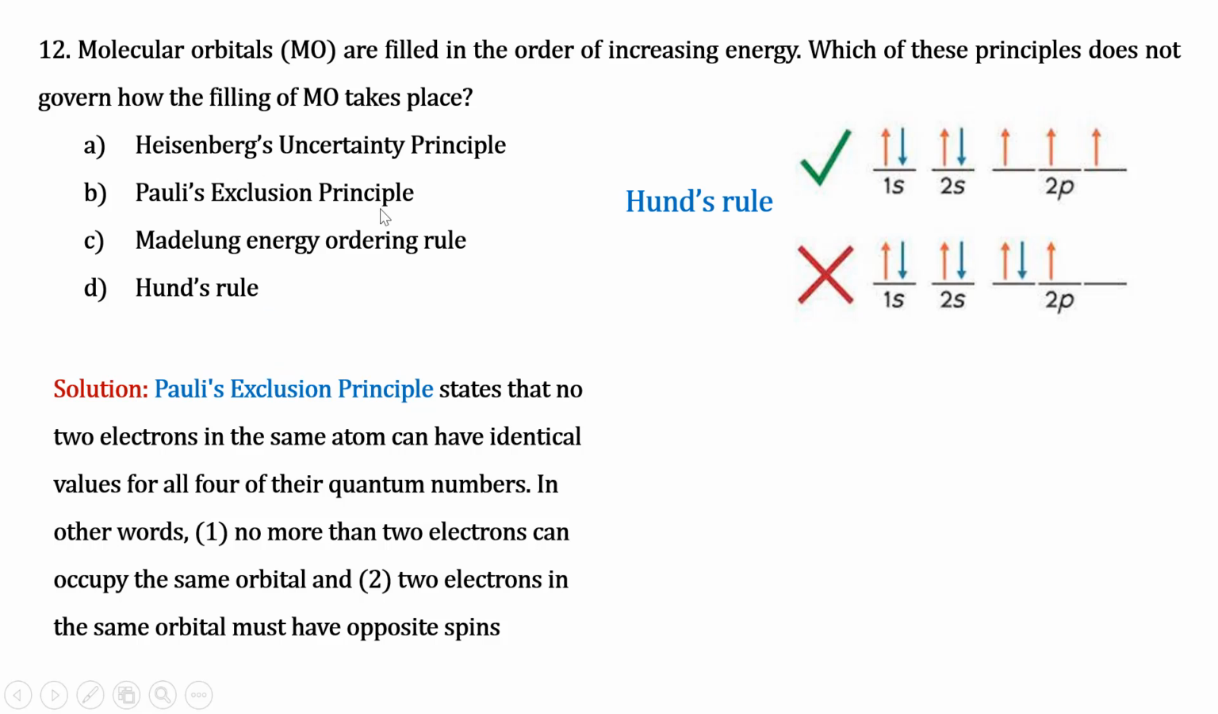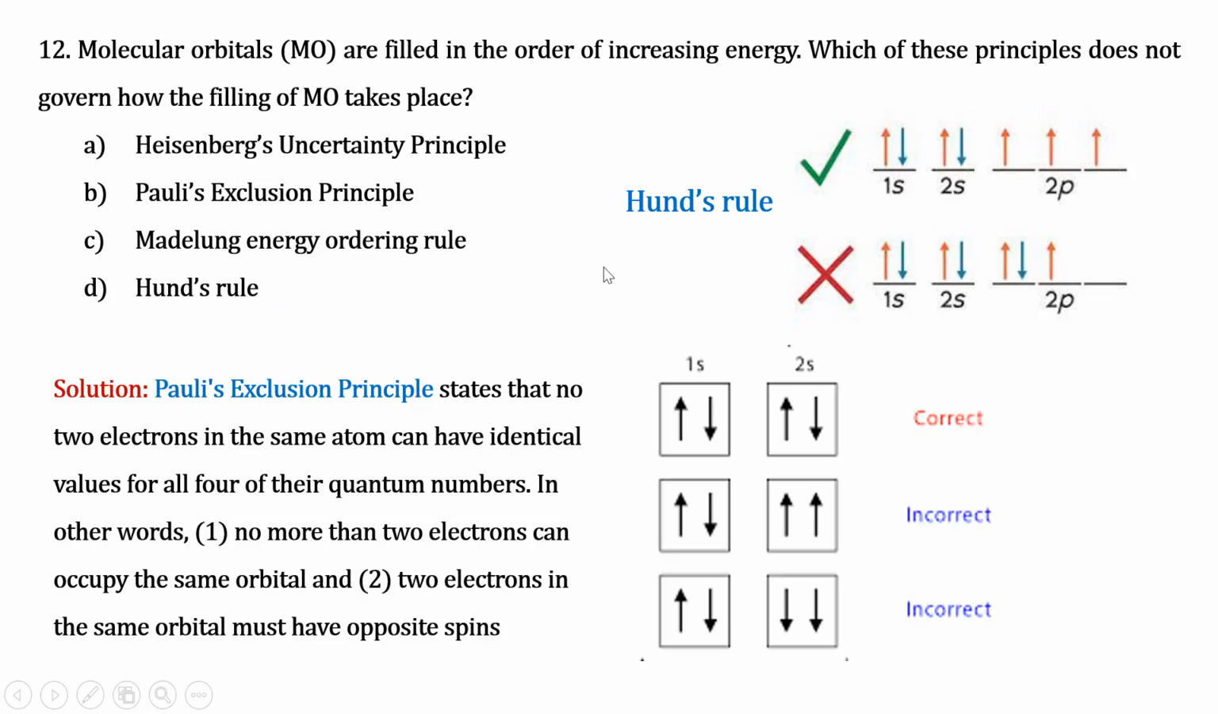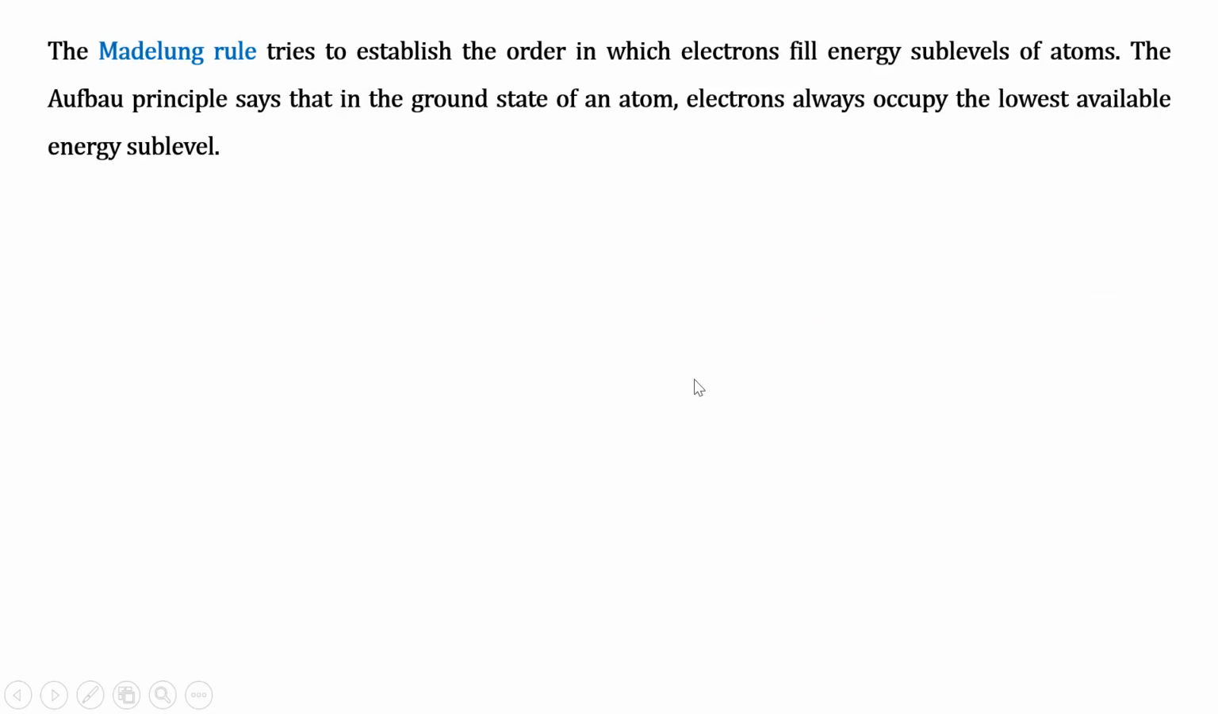So it's not Pauli's exclusion principle, and it's not Hund's rule. Pauli's exclusion principle tells us that electrons cannot have the same spin. Now we have the Madelung rule. The Madelung rule tells us the order in which electrons fill the energy sublevels of atoms. The Aufbau principle states that in the ground state, electrons occupy the lowest energy sublevel. So the Madelung rule also tells us how the energy filling takes place inside atoms.